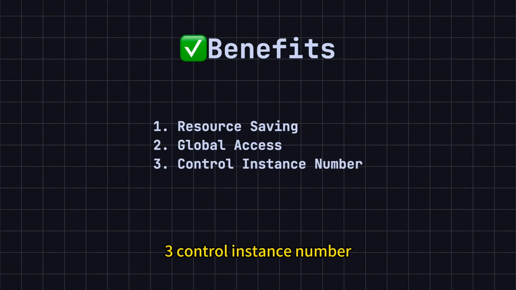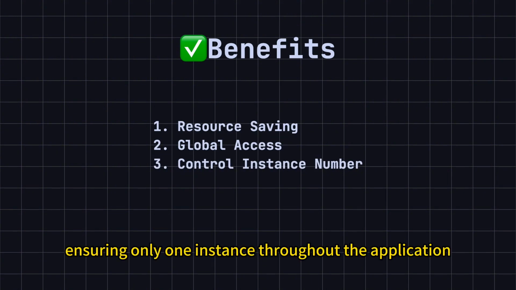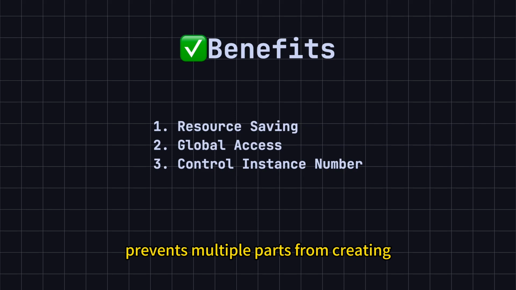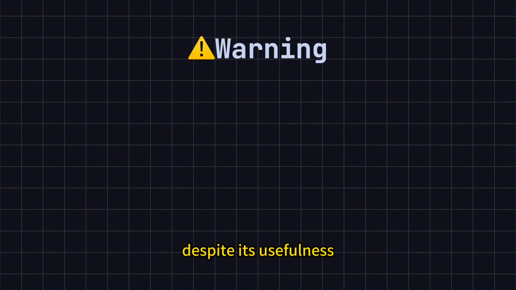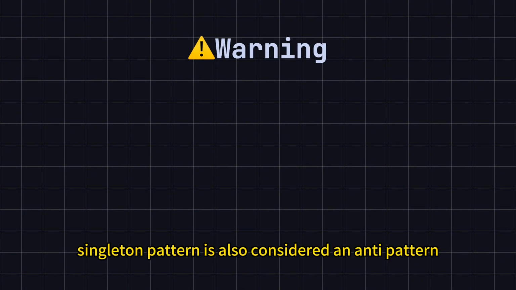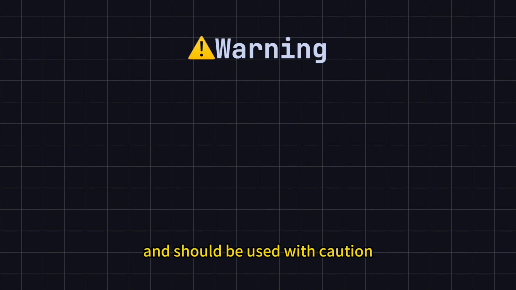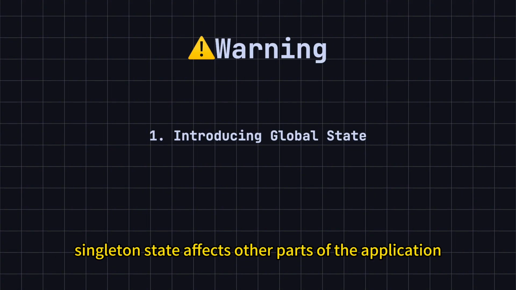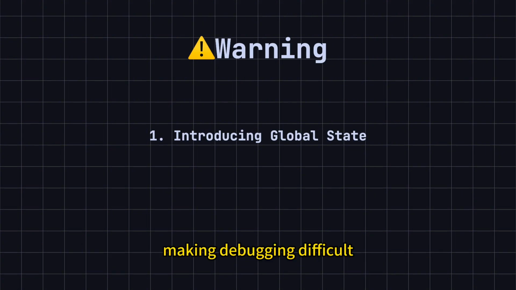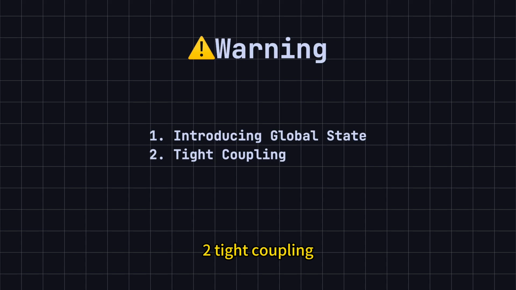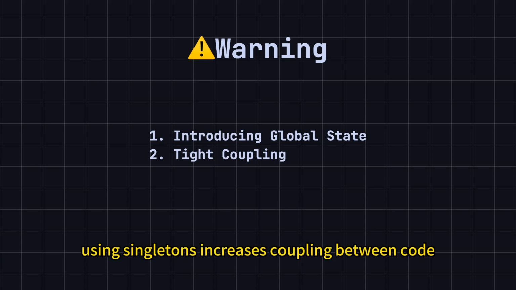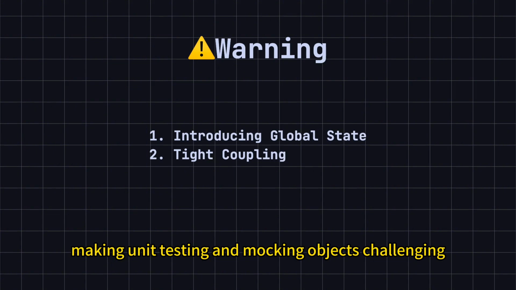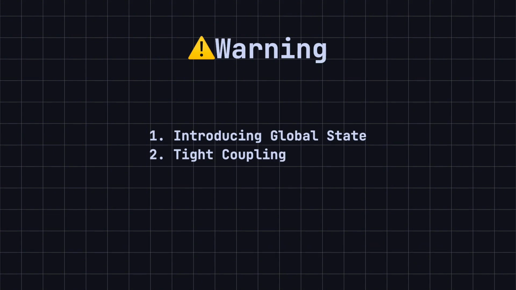3. Control instance number. Ensuring only one instance throughout the application prevents multiple parts from creating and inconsistently using the same resource. Despite its usefulness, the Singleton pattern is also considered an anti-pattern and should be used with caution. The reasons include 1. Introducing global state. Changing the Singleton state affects other parts of the application, making debugging difficult. 2. Tight coupling. Using singletons increases coupling between code, making unit testing and mocking objects challenging.